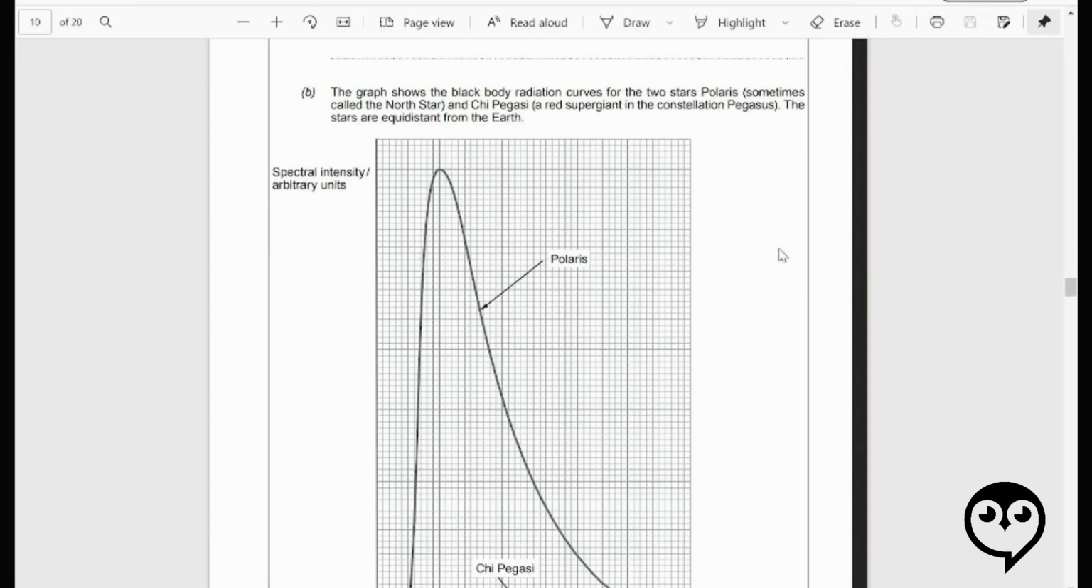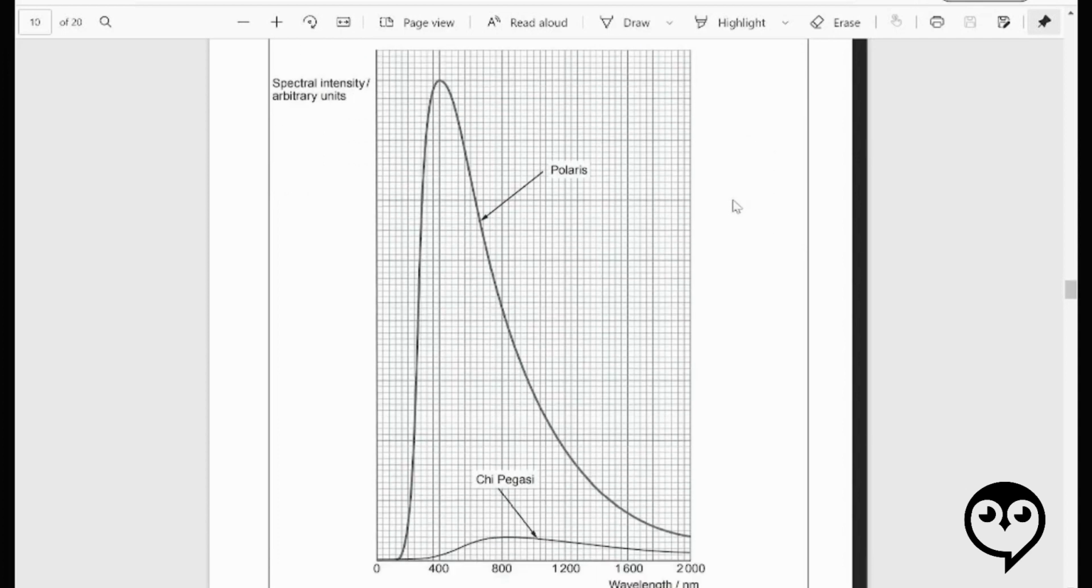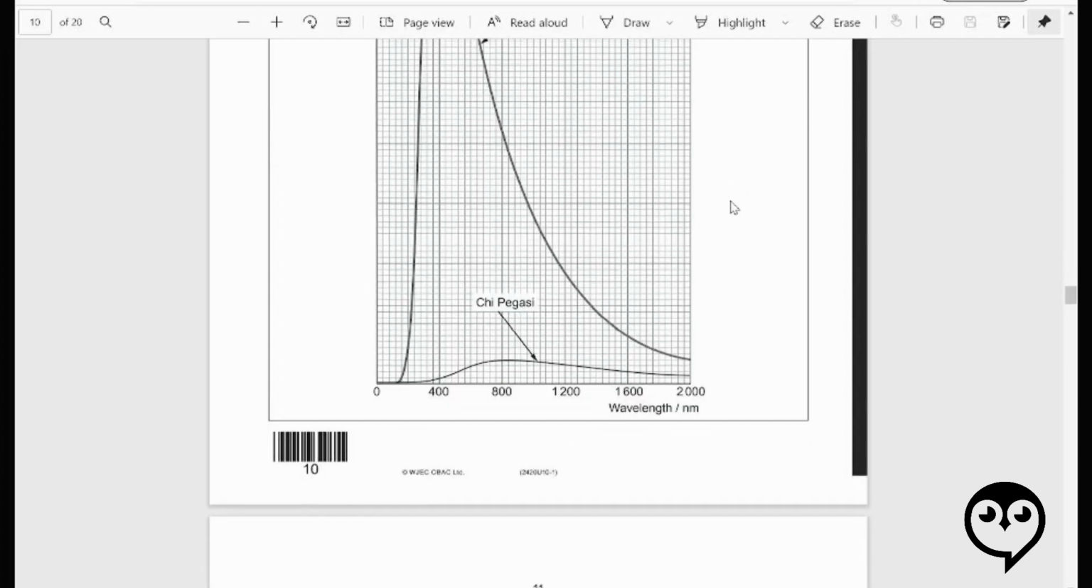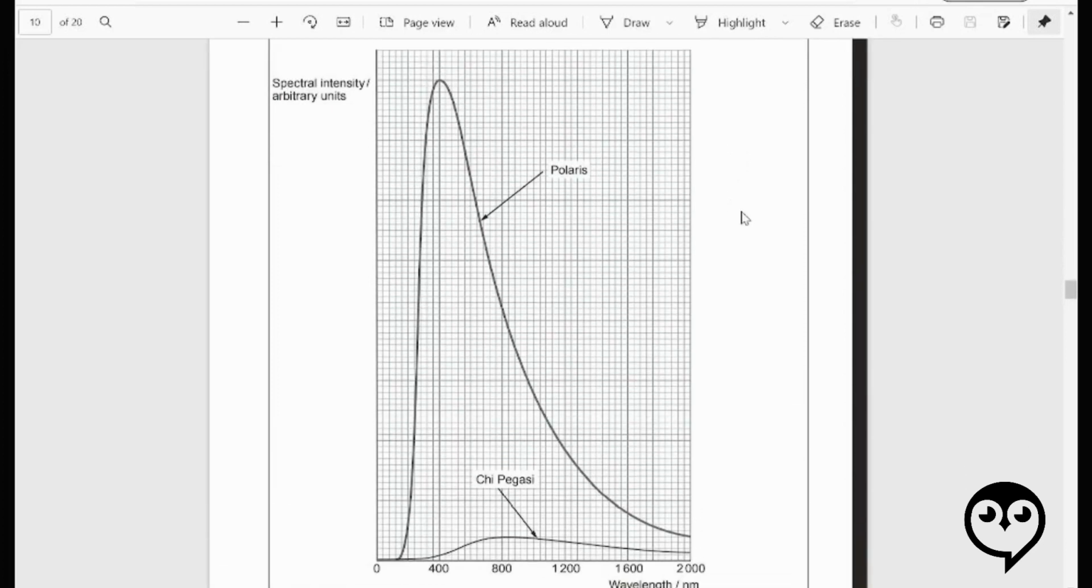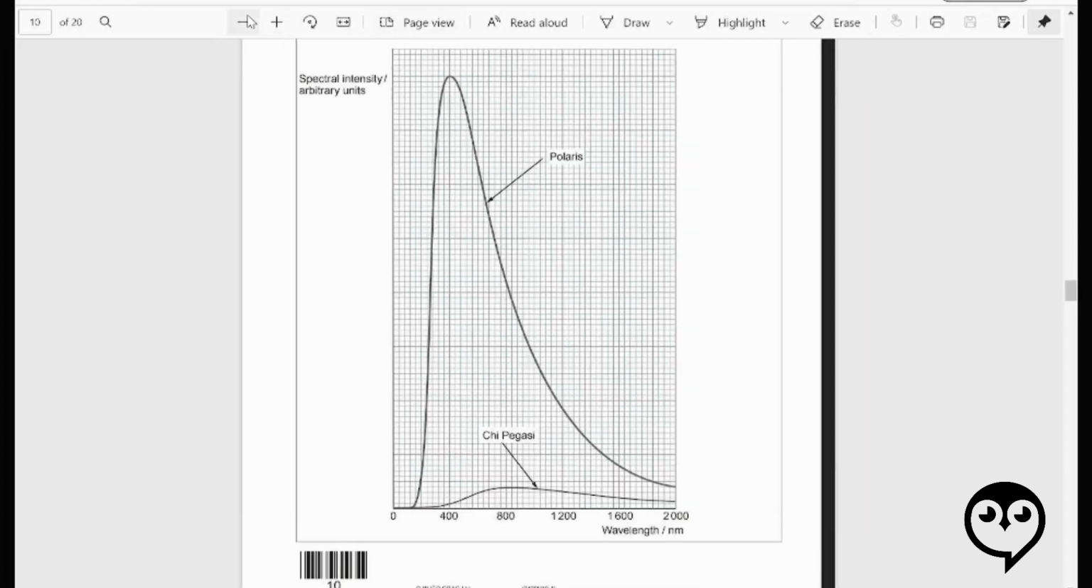We've got Polaris, or the North Star, and Chi Pegasi, that's in the Pegasus constellation apparently. They are equidistant from Earth. Just before we do anything, I'm going to zoom this down a bit so we've got the whole graph. Let's take a look at what we see. The peak wavelength for Chi Pegasi is around 800 nanometers. It's around 400 for Polaris, so that's more of a blue tinge.